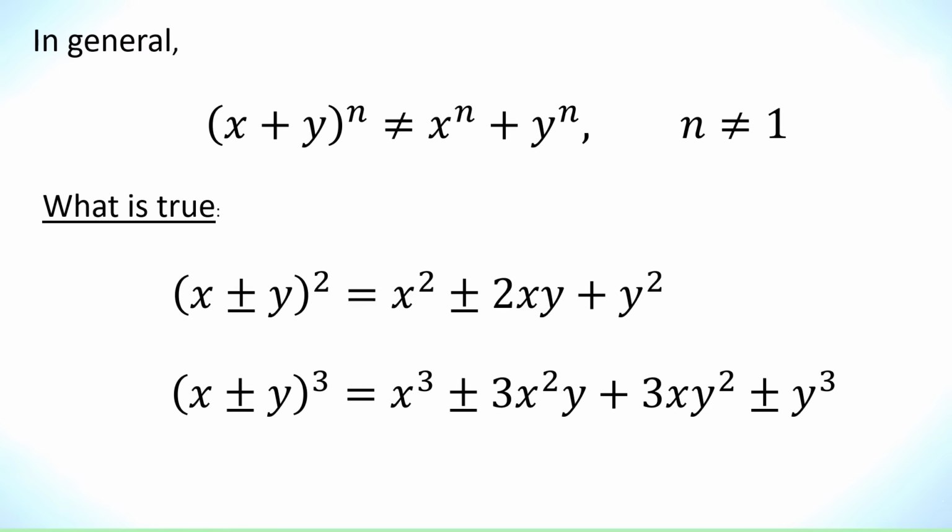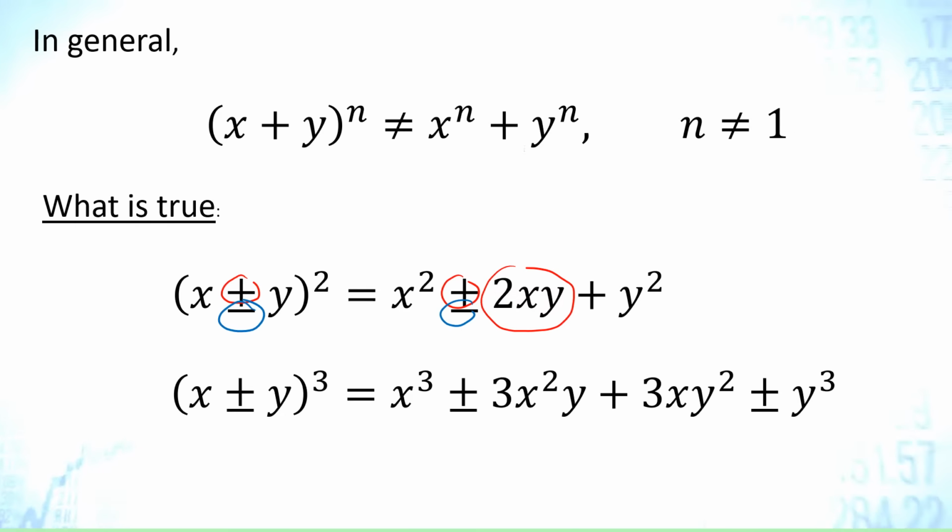But what is true, for example, if you have (x plus y) squared, this is equal to x squared plus 2xy plus y squared. So you can see that there's a 2xy term coming here. If you use the FOIL method, when you multiply x plus y with x plus y, x can multiply with the y term, so there should be an xy term. So if you use the plus sign, you use the plus one. If you use the minus sign, you use the minus one.